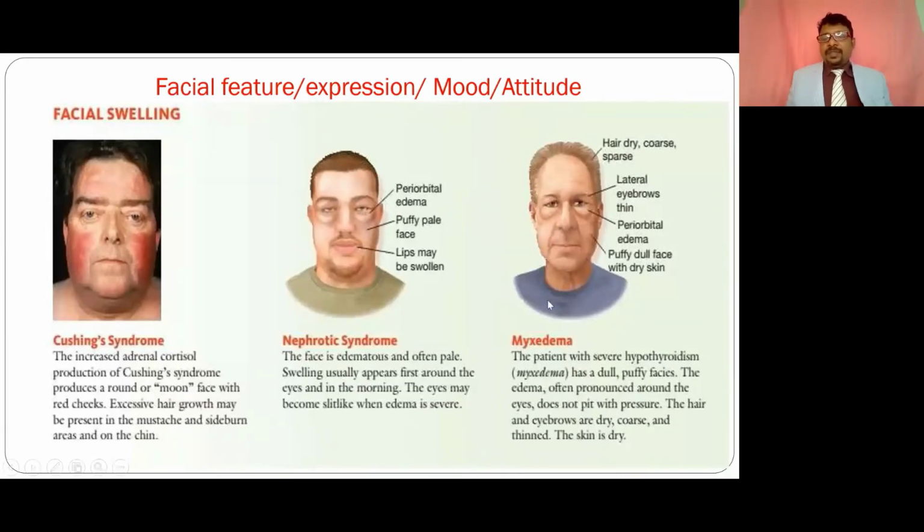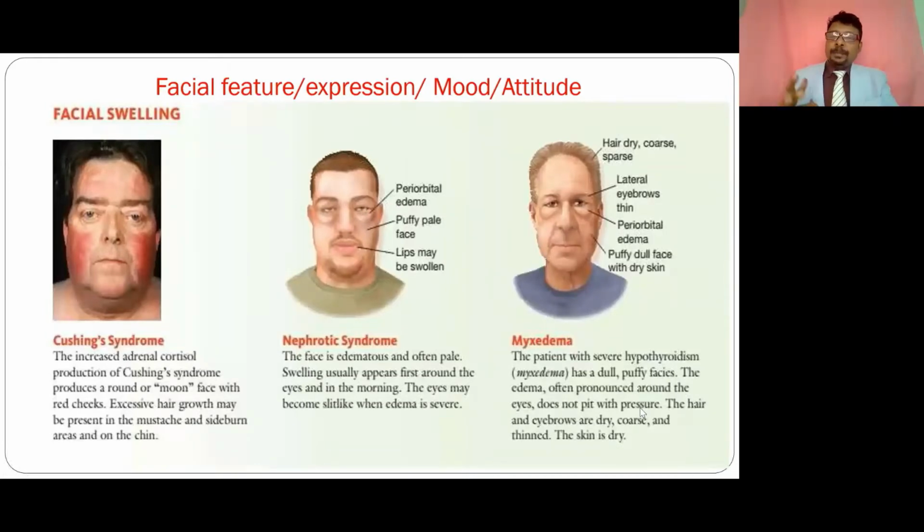Another type of face is myxedema. Myxedema is in people who have hyposecretion of the thyroid gland, that is hypothyroidism. Hypothyroidism is also called myxedema. The face is going to be dull and puffy. Here also you get a puffy face, but here it is bright, while this one is dull and puffy. The edema is often pronounced around the eyes and does not pit with pressure, so there is no pitting edema.